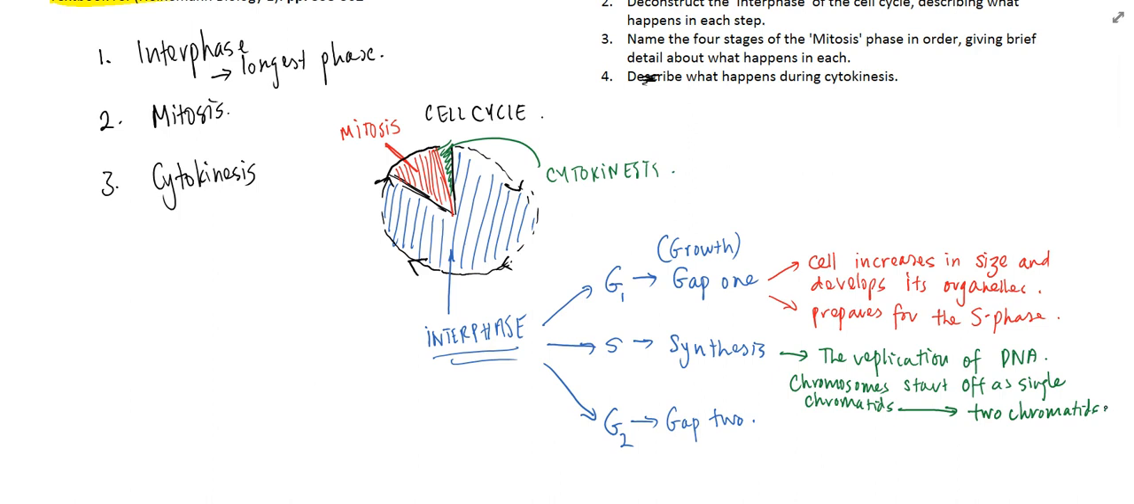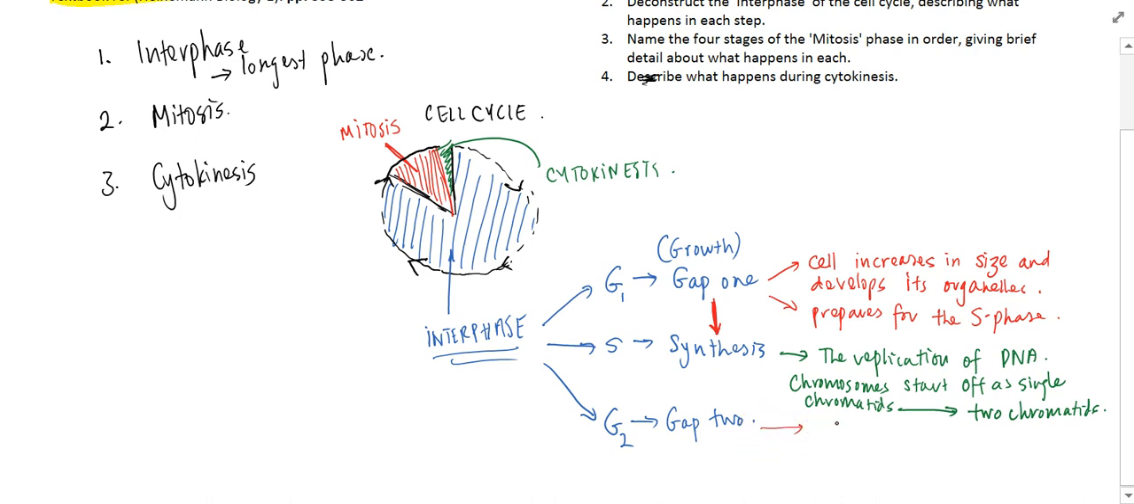Okay, so gap 1 prepares for synthesis by developing all the protein machinery that is required for DNA synthesis, for the replication of DNA. So it's important to make that connection, that gap 1 supports synthesis. Okay. Now gap 2 is the phase that occurs right before mitosis. So you can probably figure out what one of gap 2's roles would be. What is one of the things that happens in gap 2?